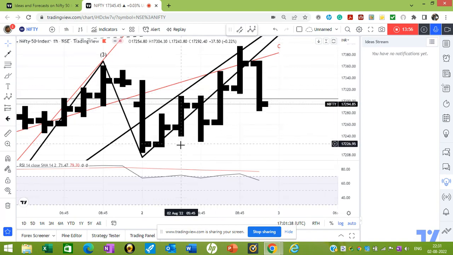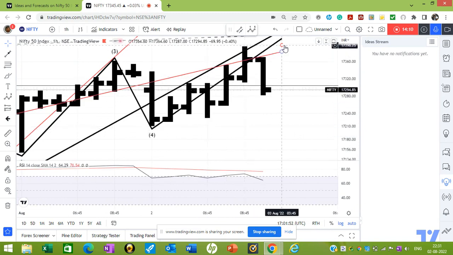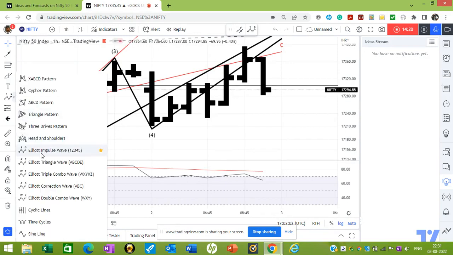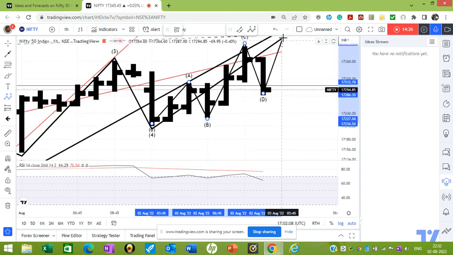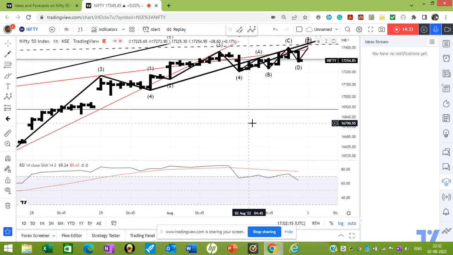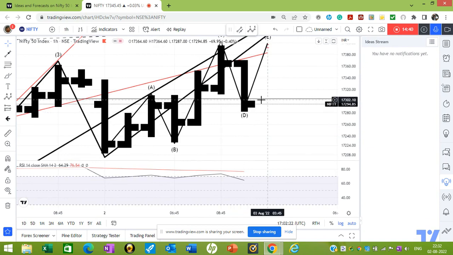So maybe a small spike is left. Last wave is left. A, B, C, D, and E. Something like this: A, B, C, D, and E. I mean, this is the last of the last wave, and I don't think it should go up now. So let's see what happens tomorrow.